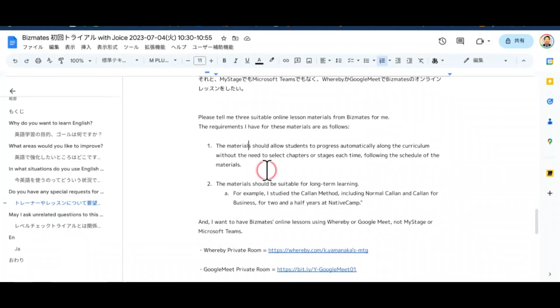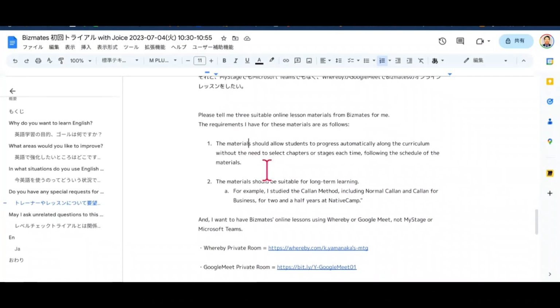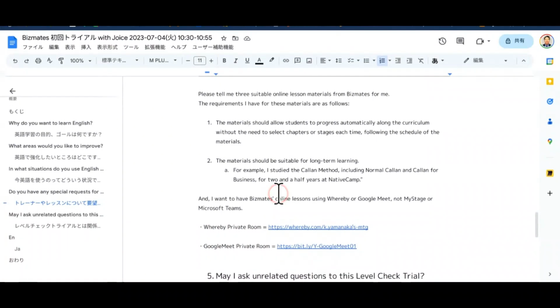The first, the materials should allow students to progress automatically along the curriculum without the need to select chapters or stages each time, following the schedule of the materials. The second is, the materials should be suitable for long-term learning. For example, I studied the Callan Method, including normal Callan and Callan for Business, for 2.5 years at NativeCamp.